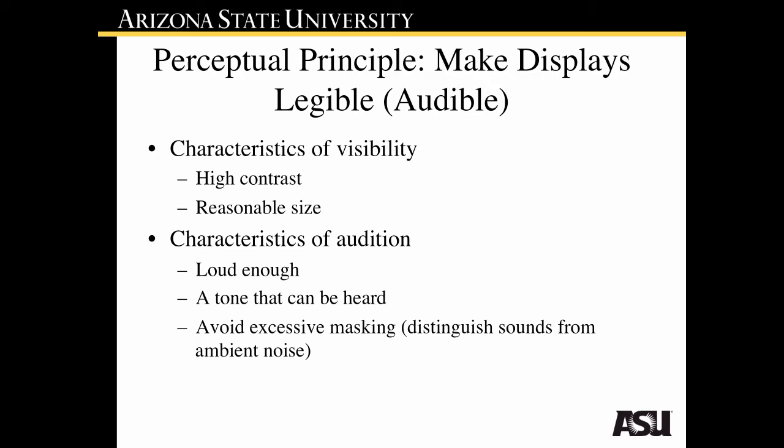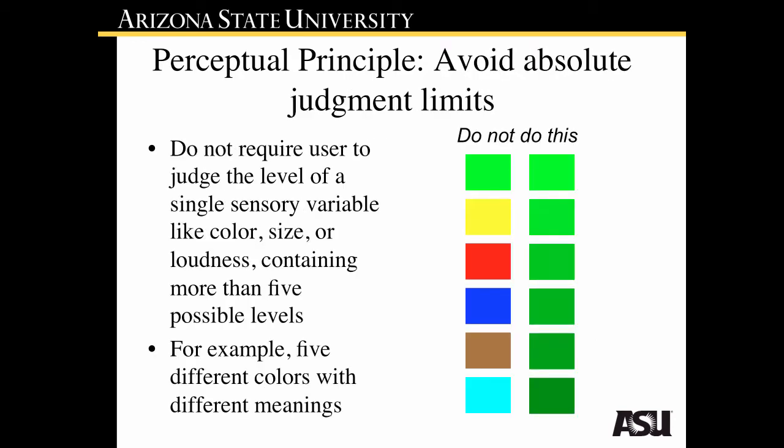So in terms of visibility, of course, the characteristics of visibility include things like high contrast and reasonable size. And in the next lecture, we'll end up talking about some of the characteristics of audition, but specifically they should be loud enough, the tone could be heard. You should avoid excessive masking, that is, you should be able to distinguish the sounds from whatever's in the background, the ambient noise. So this is the idea of the first perceptual principle, which is a bottom-up principle, right? Which is making displays legible or audible.